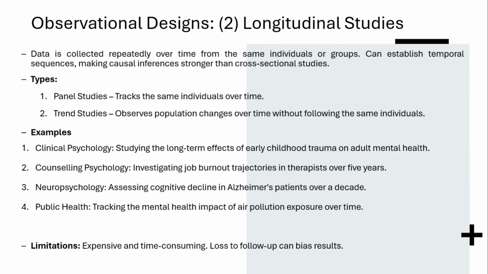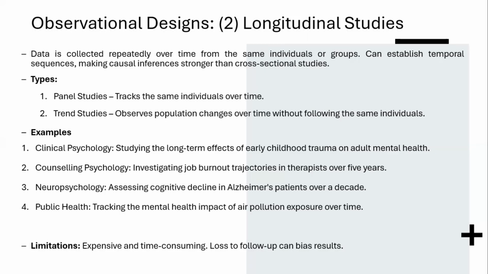Longitudinal studies are very strong because you can use them to make causal inferences. And so they are stronger than cross-sectional studies. There are mainly two types of longitudinal studies. We have the panel studies, then the trend studies.